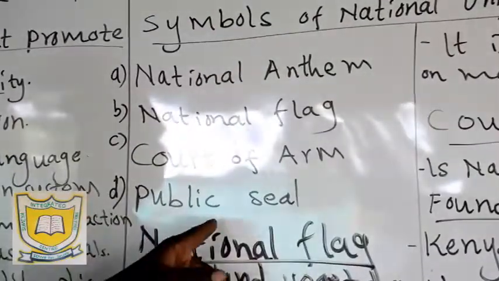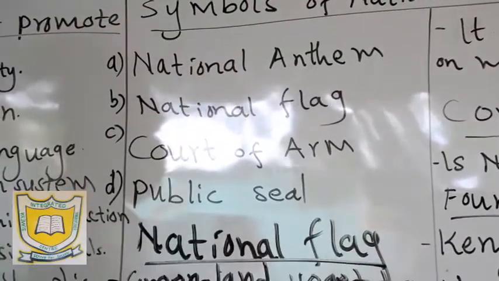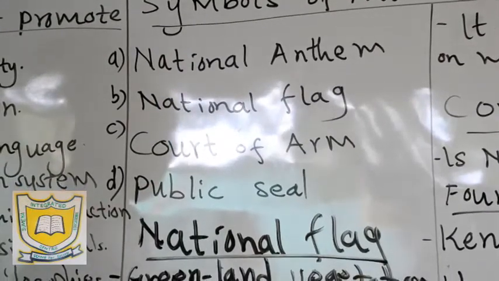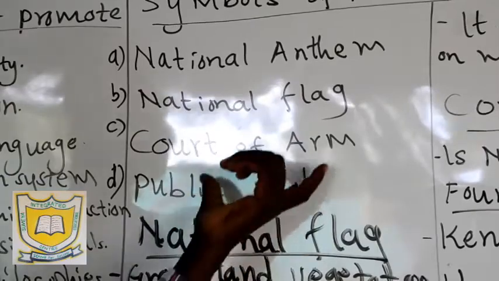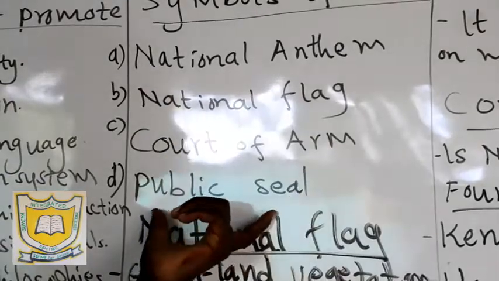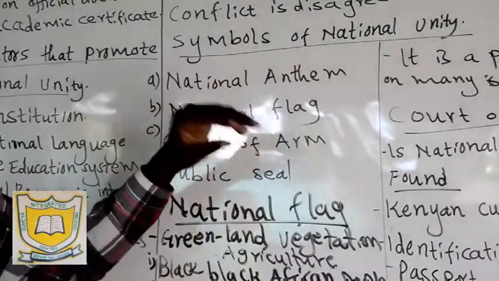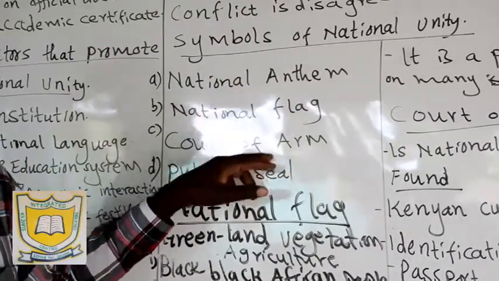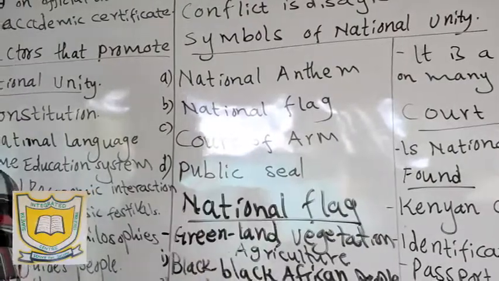Then we have what you call the public seal. In the public seal, the coat of arms is inside it, and it is round. It is formed around a circle on the coat of arms. That's what you call the public seal. So these are the 4 symbols of national unity. We have the national anthem, national flag, coat of arms, then we have the public seal.